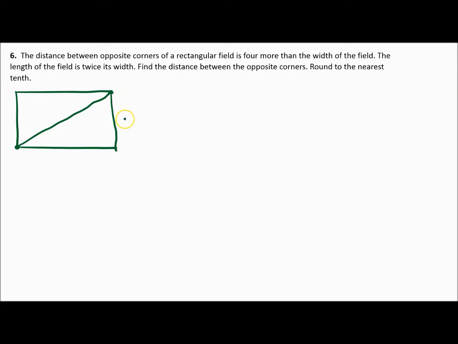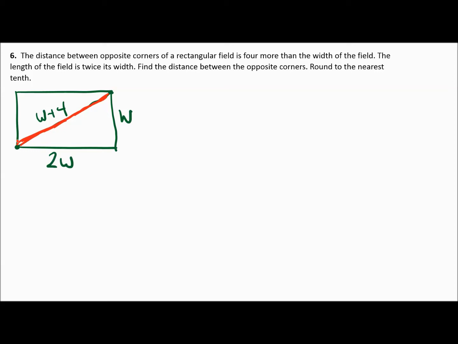So I need to label the width. I'm going to call this the width. And then 4 more than the width would be w plus 4. And that's often called a diagonal. So that diagonal is w plus 4. Notice it goes on to say the length of the field is twice the width. So the length across the bottom down here is twice the width, so 2w. And it says find the distance between the opposite corners. So in the end, we're trying to find this distance right here.